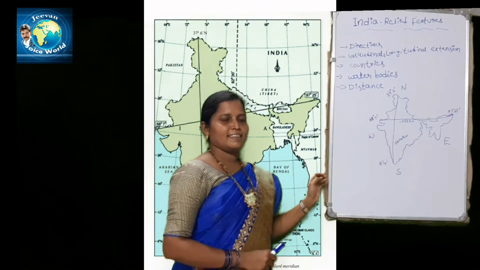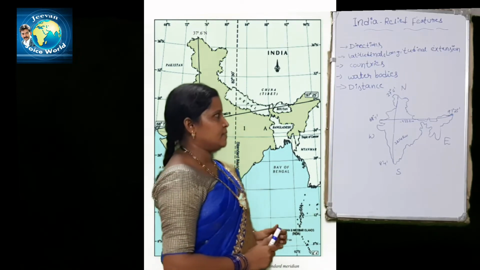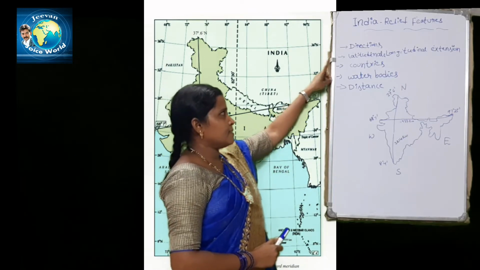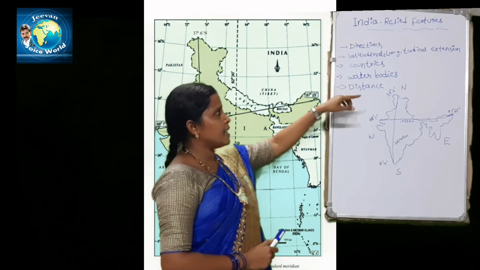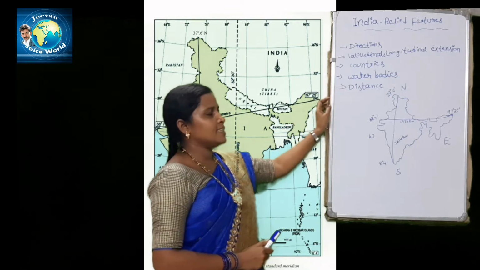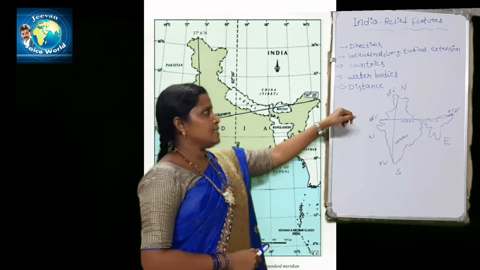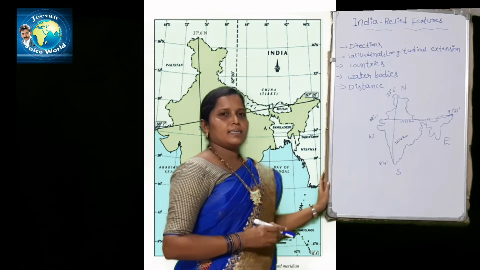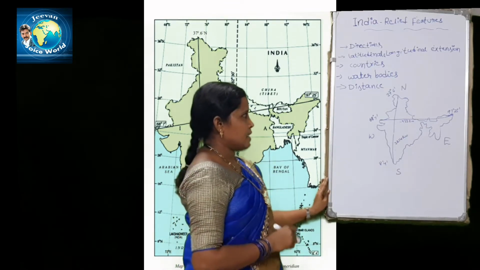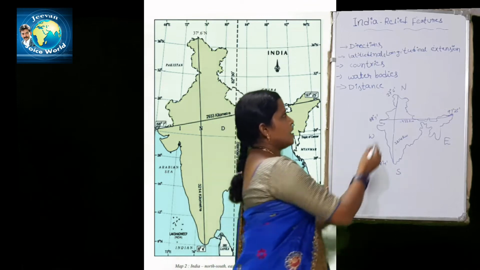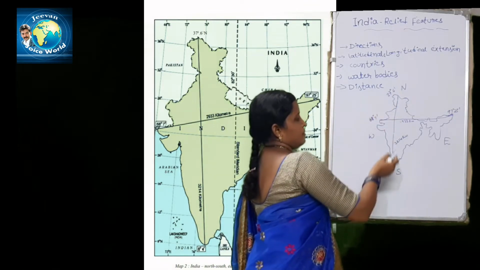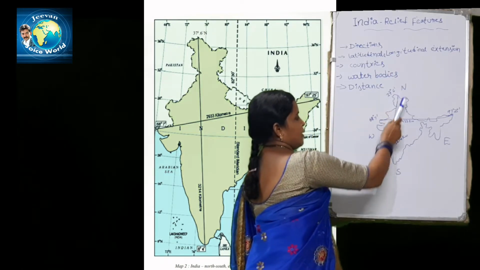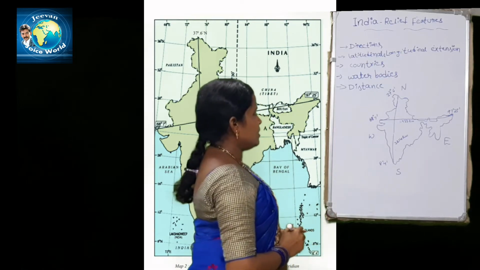Which map is this, children? This map is the India map. Very good. In this India map, we first learn about directions, latitudinal and longitudinal extensions, surrounding countries, water bodies and distance. Directions we already learned in previous classes: north, south, east and west directions in our country.